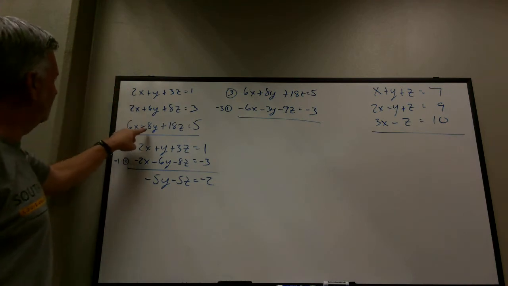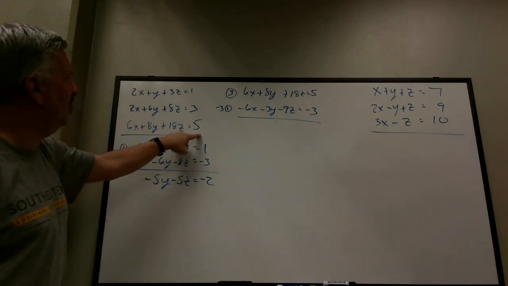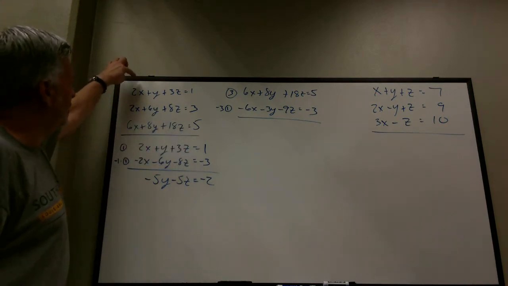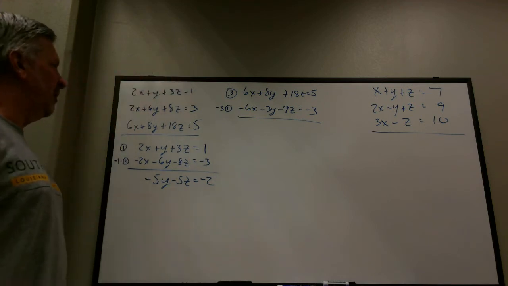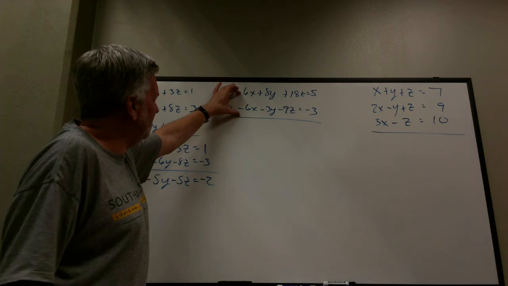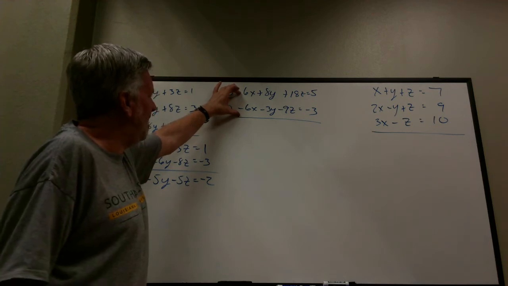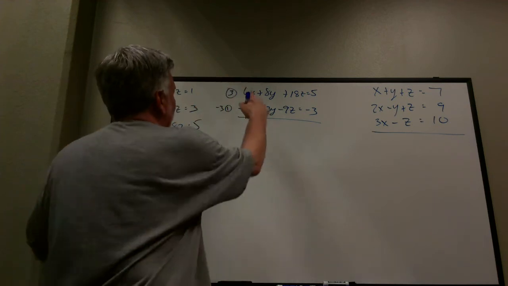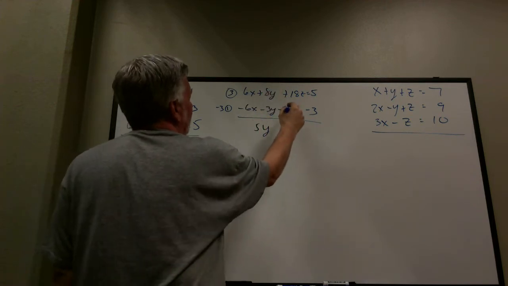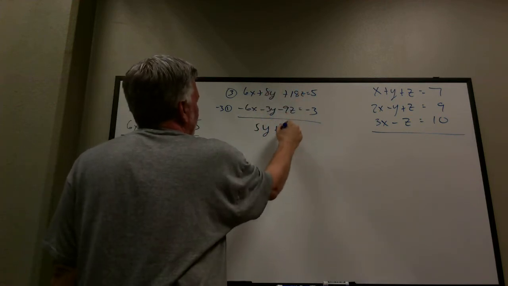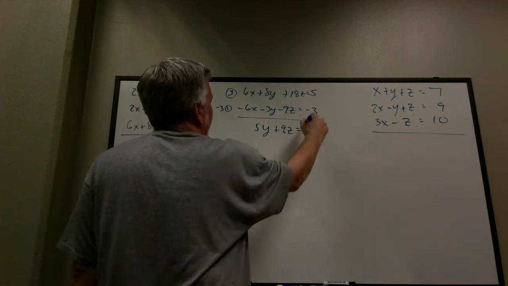So let me check myself. So there's my third equation I wrote down. -3 times the first is -6x minus 3y minus 9z is -3. Okay, so now I have my x coefficients match, but they're off by a minus sign. So when I add, this x drops out, I get 5y, 18z minus 9z is plus 9z, 5 minus 3 is 2.